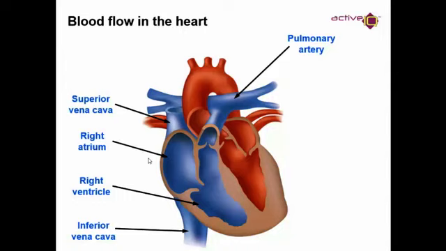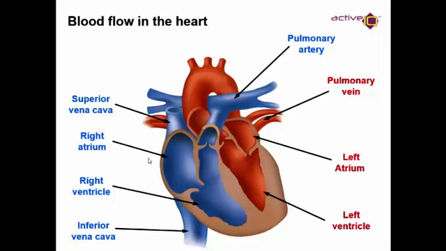Coming into the heart, the blood flows through the vena cava. Whether it be the inferior or the superior, the blood flows into the heart through the vena cava. It then goes into the right atrium, and then the right ventricle, and then it exits the right side of the heart through something called the pulmonary artery. Then it returns to the heart through the pulmonary vein. We go through the left atrium, the left ventricle, and we go out through the biggest blood vessel in the body, the strongest blood vessel, which is the aorta.